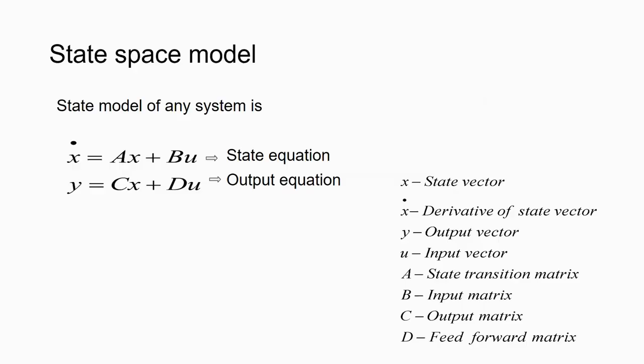State space model of any system consists of two equations, the state equation and the output equation. State equation is given by x dot equal to Ax plus Bu. The output equation is given by y equal to Cx plus Du, where x is the state vector, x dot is the derivative of the state vector, y is the output vector, u is the input vector, A is the state transition matrix, B is the input matrix, C is the output matrix, and D is the feed-forward matrix.